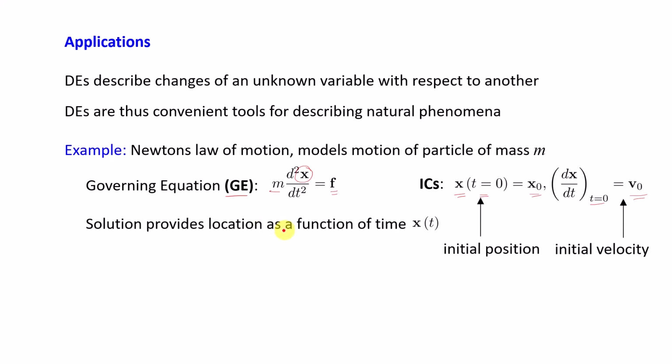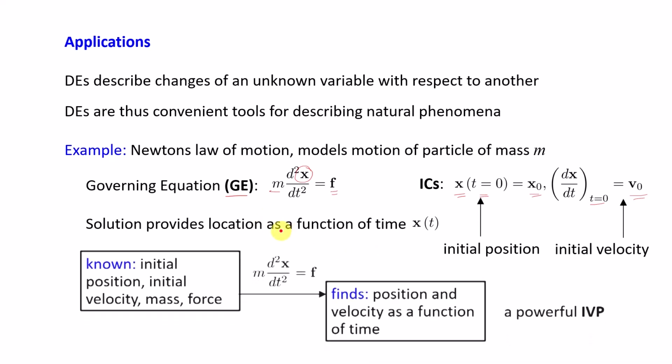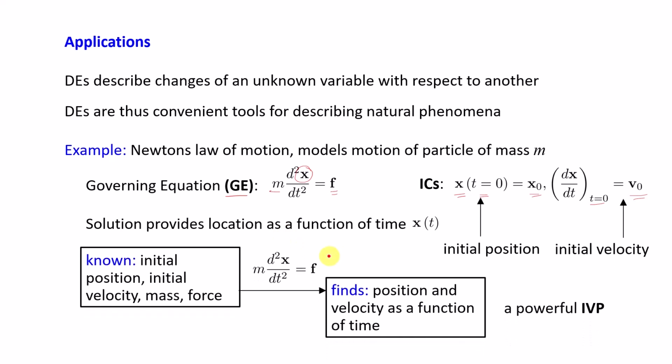Solution of this equation will give the location of this particle as a function of time. So in this problem, we start with the initial position, initial velocity, and the parameters in this equation. Two parameters, one is mass, one is force. Then the model is our differential equation. When I give these known values as input to the model, it tells us position and velocity as a function of time.